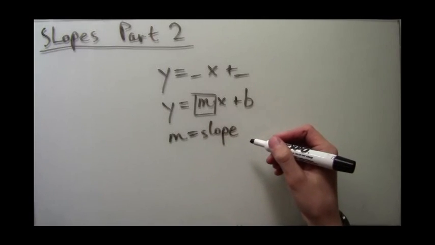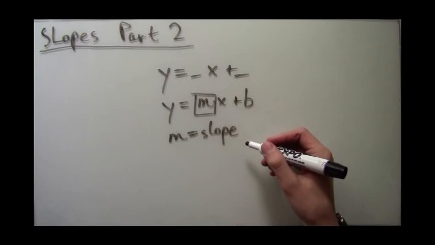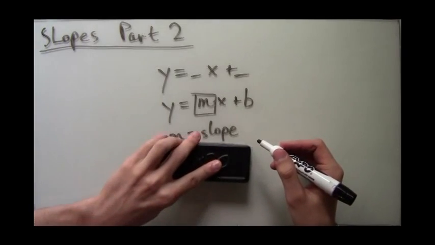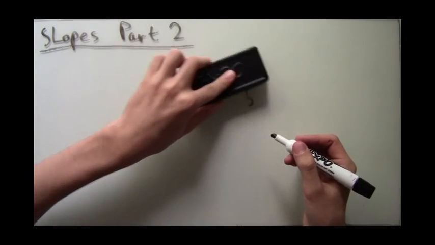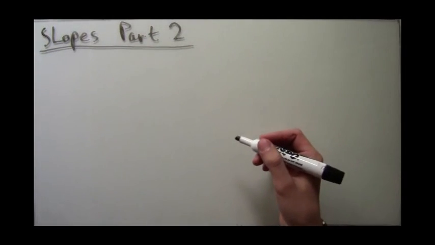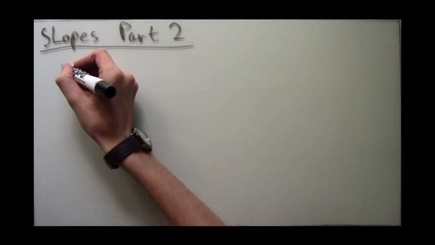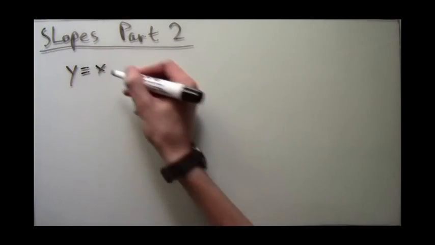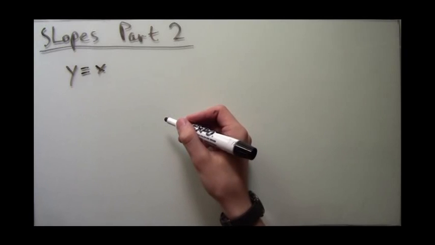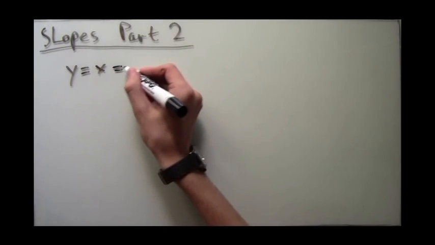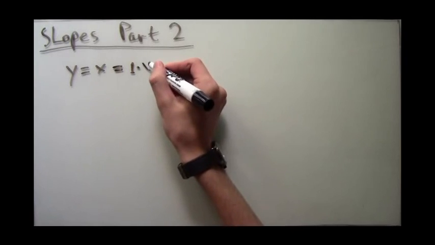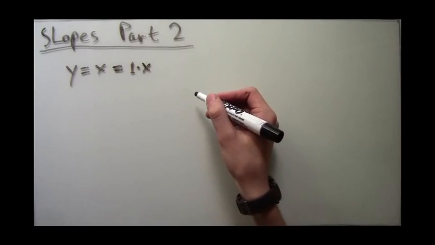However, this doesn't really help us understand what slope looks like or what it means graphically. So we'll draw a bunch of examples. First, we will start with y equals x. Now, it might not seem like there's any slope at all because we're not multiplying x by anything. But really, we are multiplying x by 1. The slope is 1.